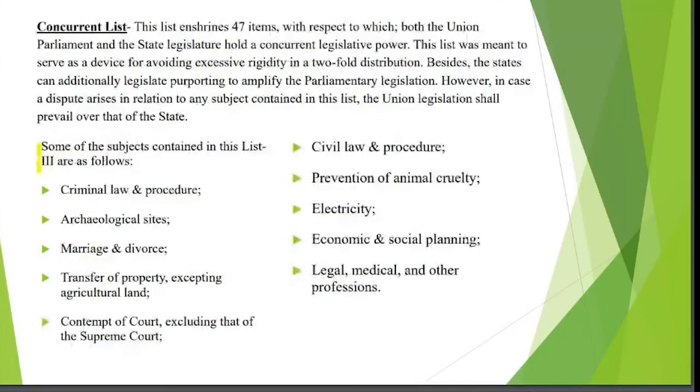The third list, or the concurrent list, consists of 47 items with respect to which both the Union Parliament and the state legislature hold concurrent legislative power. In case a dispute arises in relation to any subject contained in this list, the Union legislature shall prevail over that of the state. Some of the important items dealt with under the third list are criminal law and procedure, marriage and divorce, transfer of property, contempt of court, except that of Supreme Court, then civil law and procedure, legal, medical and other professions, electricity, etc.